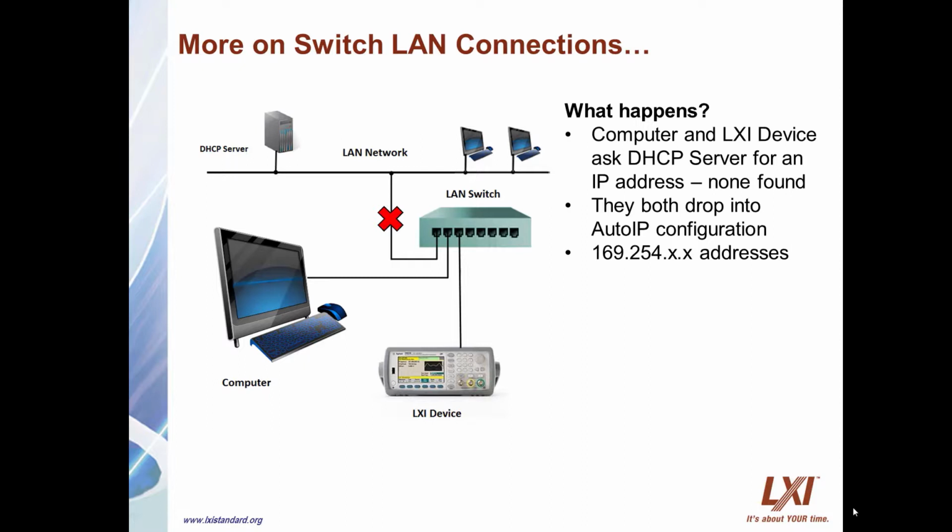At that point, they will begin broadcasting an auto IP address in the range of 169.254.x.x, which is an IPv4 address. If an IP address is already in use, the inquiring LXI device will just pick another IP address until it finds a unique one.